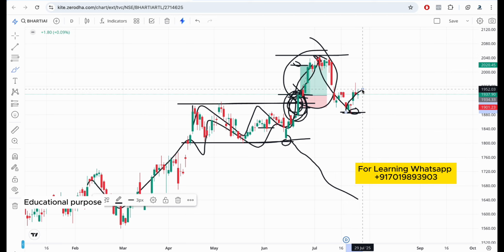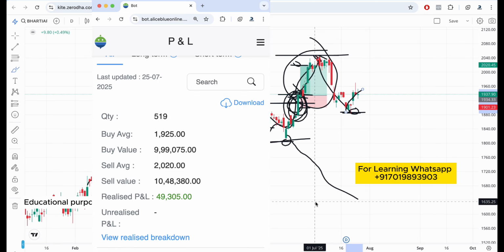So this is what I can see in this particular chart right now, and this is how I analyzed my trade in a very simplified way without any indicators. This was the entry, this was the exit, so you can see the P&L report on your screen.